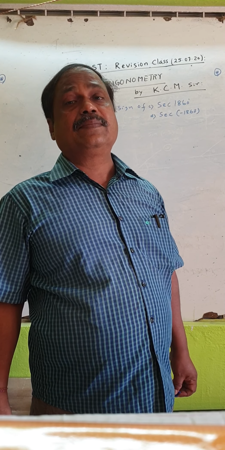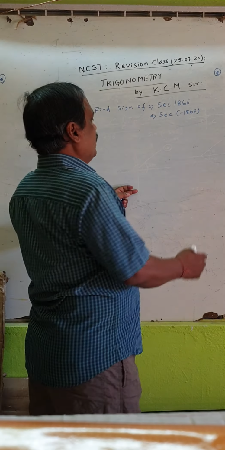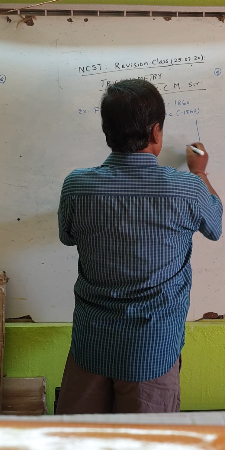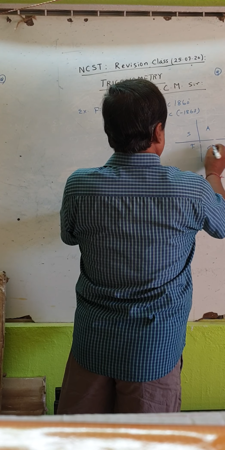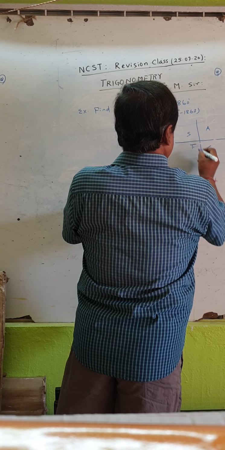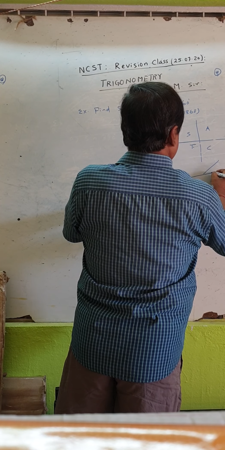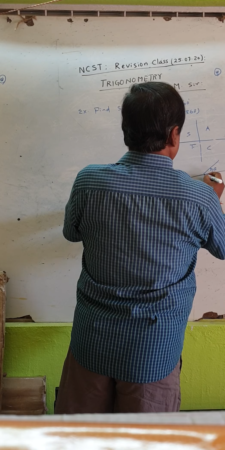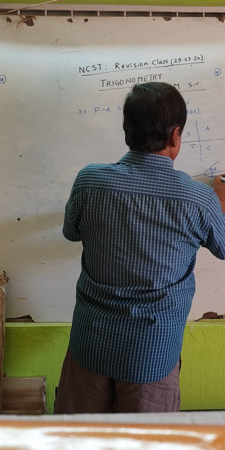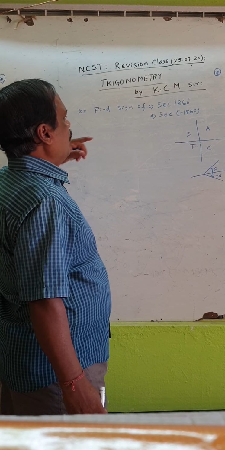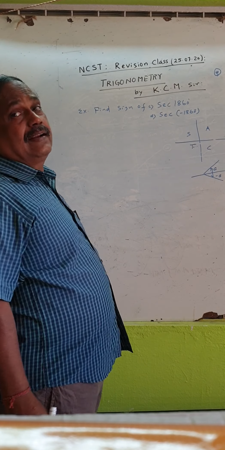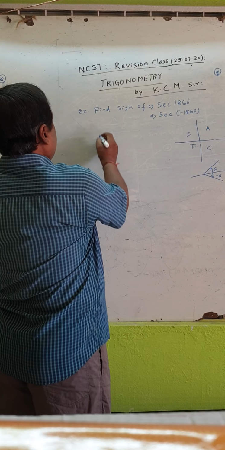So let us devise a very easy method. See, here this is your guiding formula, ASTC, and this one is positive, and this is negative. These are two guiding things. Now 1860. How to know where it lies? Let us do it in this way.